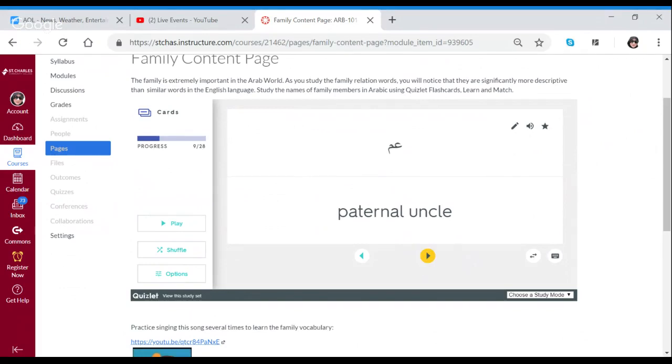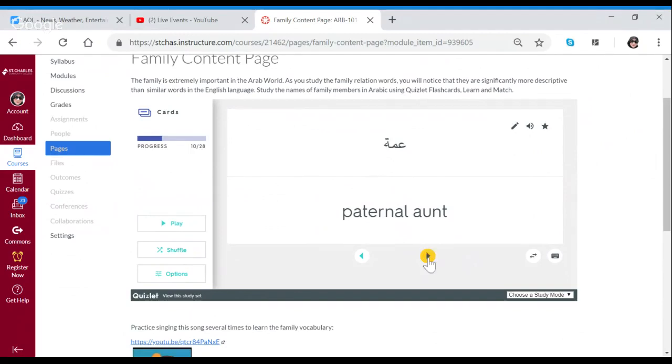Next, am. Am is a paternal uncle, so this would be your father's brother. Am, paternal uncle, your father's brother. And a paternal aunt is amma. Amma is your father's sister.